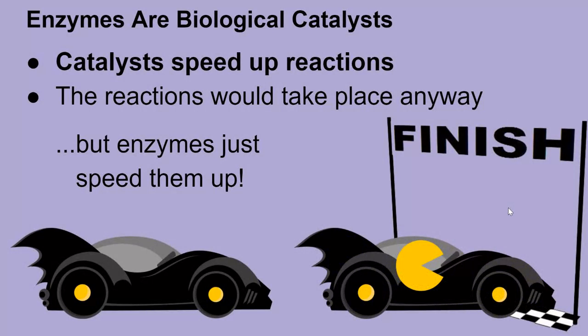But here's a Batmobile with an enzyme in it. And I know that enzyme kind of looks like Pac-Man, but you'll see that's a pretty good representation of an enzyme. But the Batmobile with the Pac-Man in it, much like a reaction with an enzyme added, will cross the finish line faster. It'll take place faster. So catalysts speed up reactions, just like in this funny picture, having the Pac-Man will speed up the Batmobile. But catalysts, which are enzymes, they do speed up reactions. They make them happen faster, even though they could take place anyway.